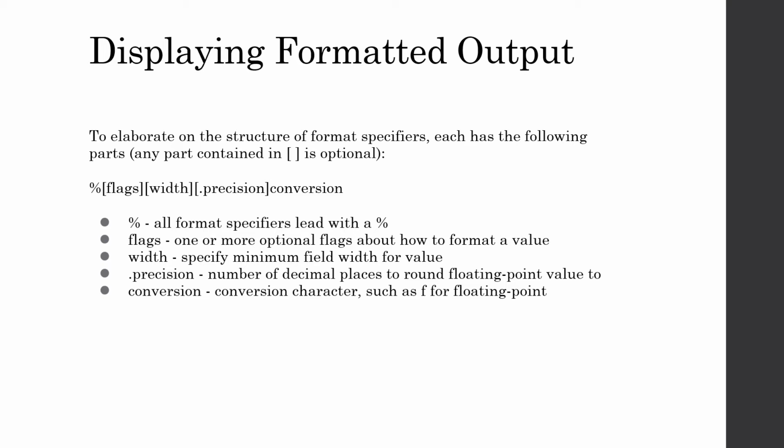We also have the width, so this is going to specify the minimum field width for a value. This will be pretty useful in situations where you need to maintain a particular size for each one of a set of values. I'll see a little bit more about that in a moment. We also have the precision field, and it's going to be led with a dot, so you have dot precision. This is going to specify the number of decimal places to round a floating point value to. And then finally we have our conversion, so we have some conversion character such as the F that we saw for floating point numbers.